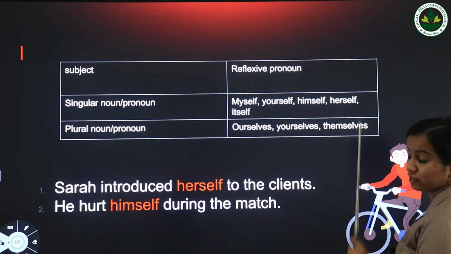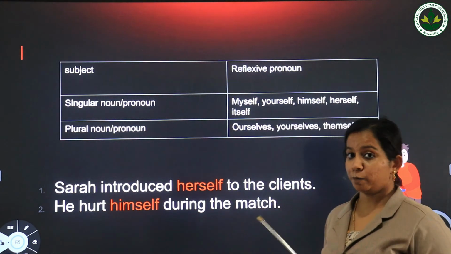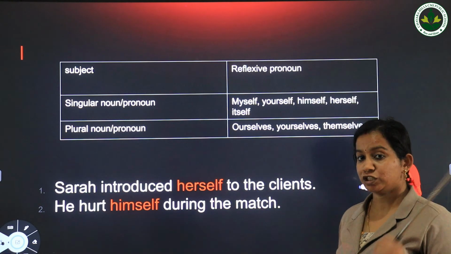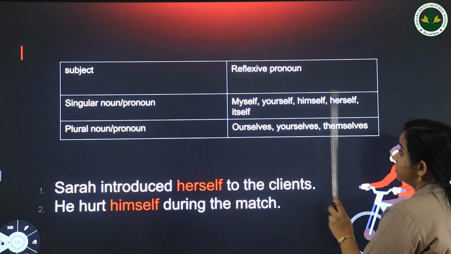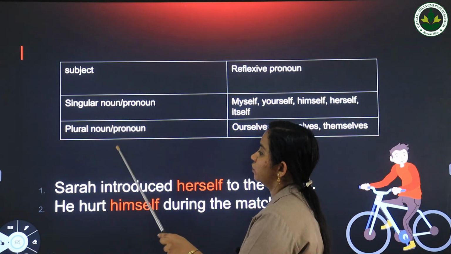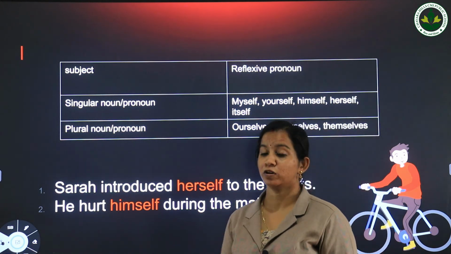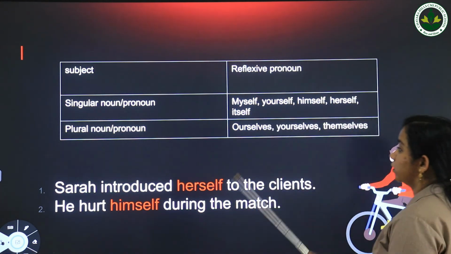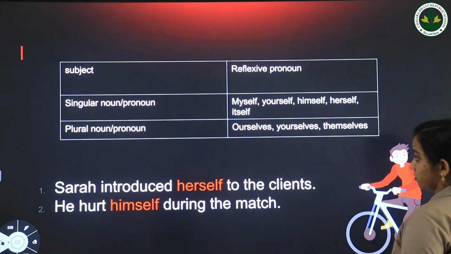You have to learn this box by heart, very important. If the subject is a singular noun or a pronoun, the reflexive pronouns that should be used are myself, yourself, himself, herself, itself. Now moving on to the next one, plural noun or a pronoun. If the subject is a plural noun or a pronoun, the reflexive pronoun should be ourselves, yourselves, and themselves.